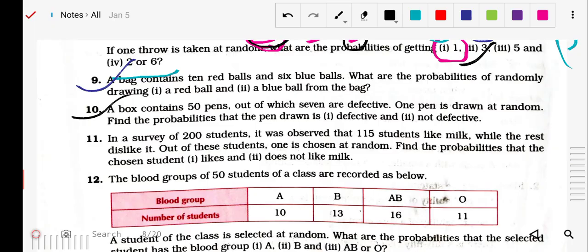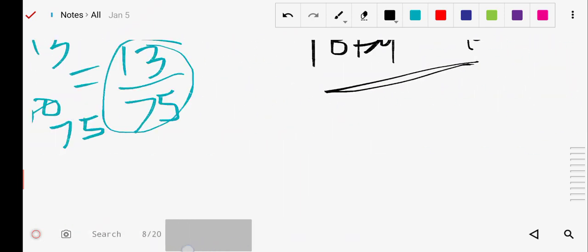Fine. One pen is drawn at random. Find the probability. Means one pen is taken out from that. So what is the probability of getting defective and non-defective? Fine. So very simple. Again we'll do the same method.